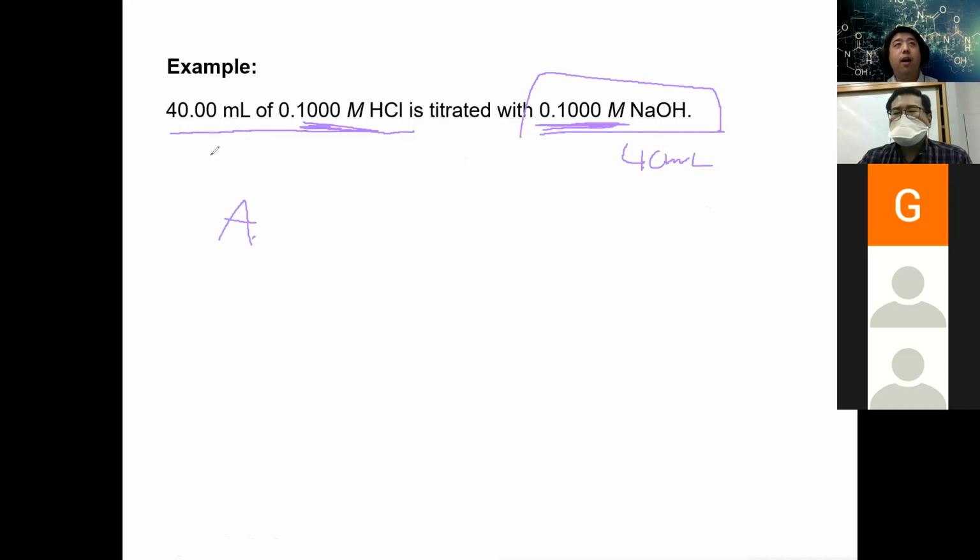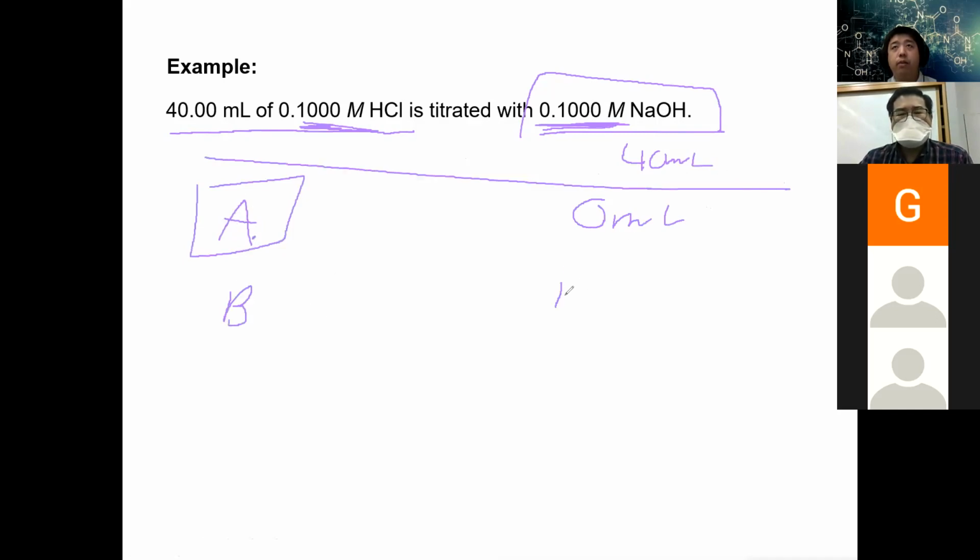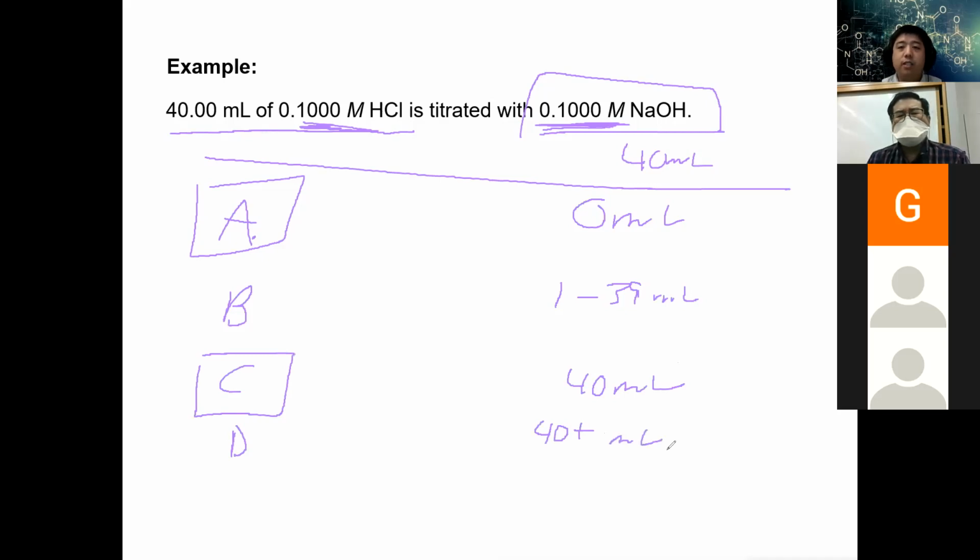So really quickly, if we're looking at the amount of our base here, we have our A, we should have 0 milliliters to start. For B here, I should have some amount that is greater than 1, but less than 40. So something like 1 to 39 milliliters. Because I know that C, my equivalence point, should be 40 milliliters. And last, D here is anywhere greater than 40 milliliters.